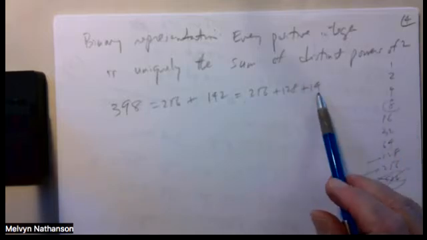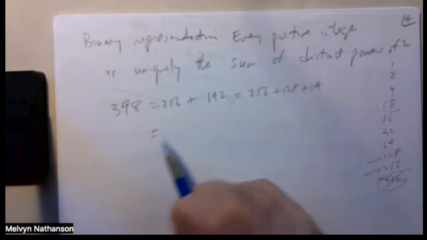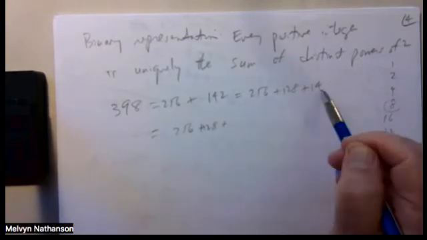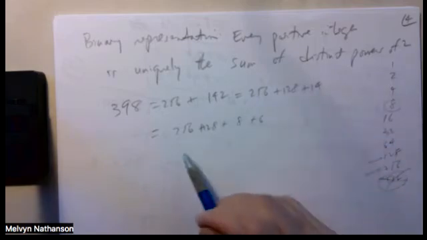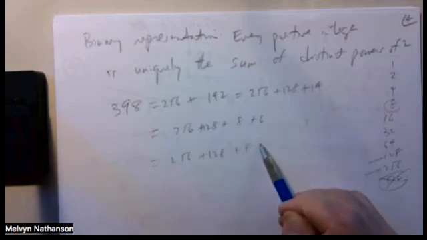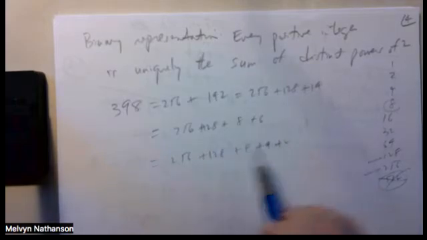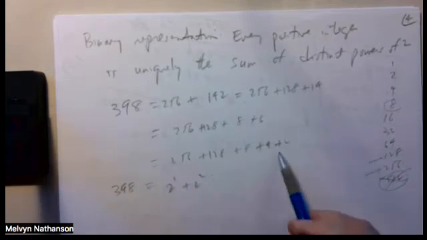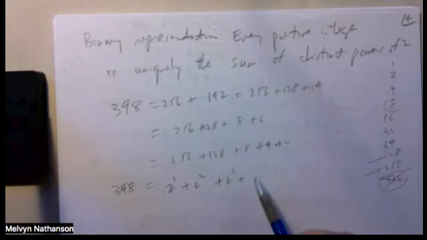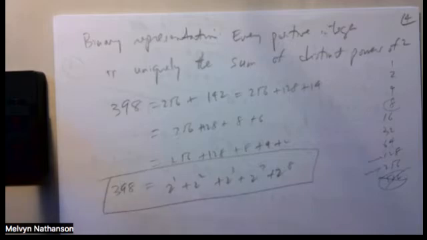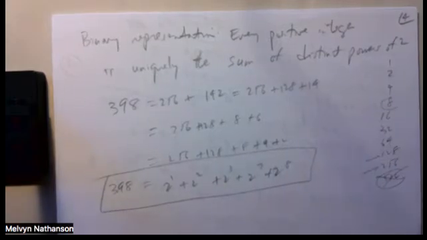The largest power of 2 not bigger than 14 is 8. So this is 256 plus 128 plus 8 plus 6, since 14 is 8 plus 6, and 6 is 4 plus 2. So 398 is 2 to the first power plus 2 squared plus 2 cubed plus 2 to the 7th plus 2 to the 8th. That's writing this number as a sum of distinct powers of 2.